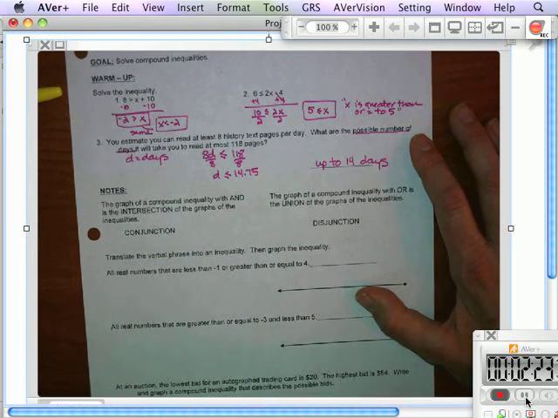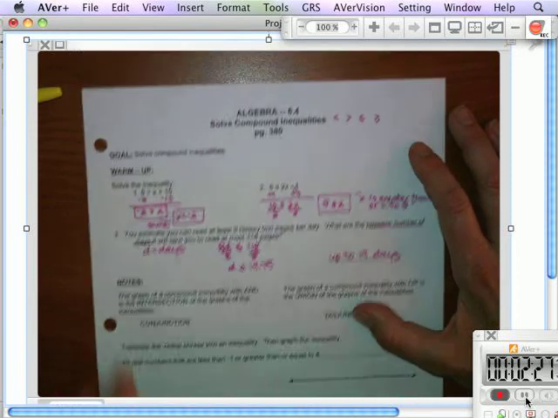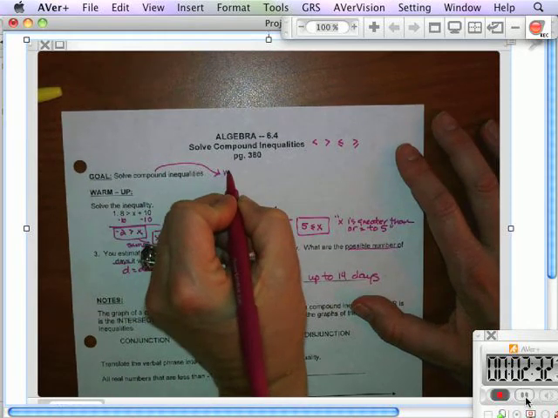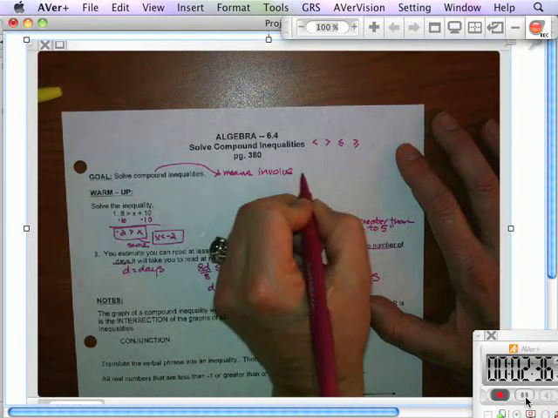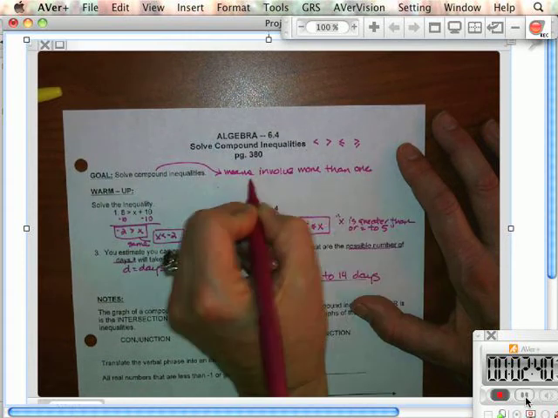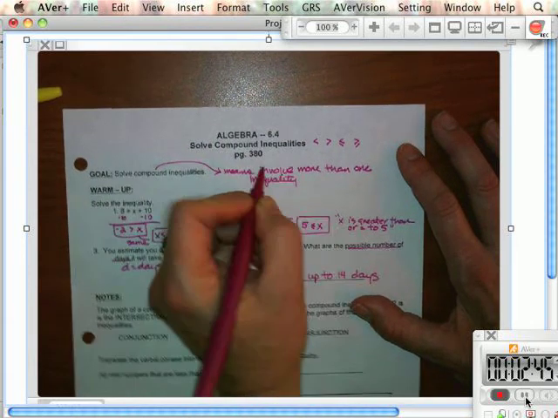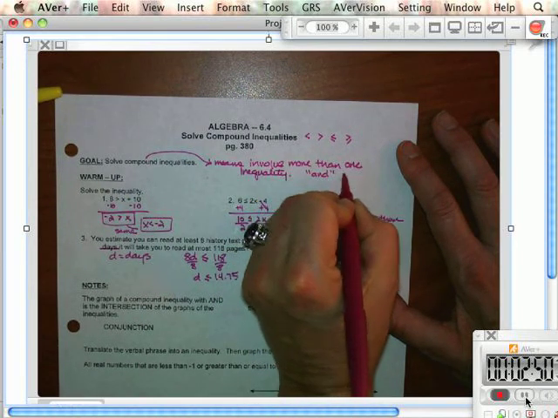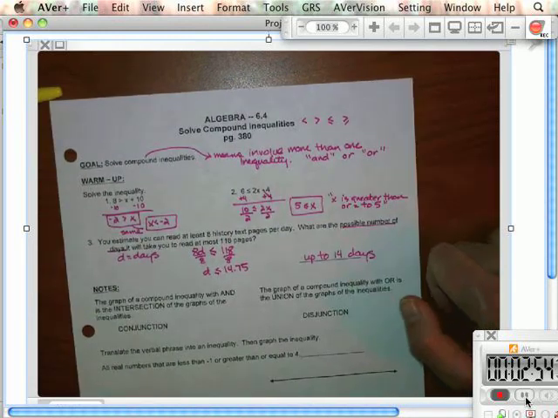All right. Okay, let's take some notes on compound inequalities. And what they are, it simply means that they involve more than one inequality. It's going to have an and or an or in these compound inequalities. And you'll see what I mean here in just a sec.